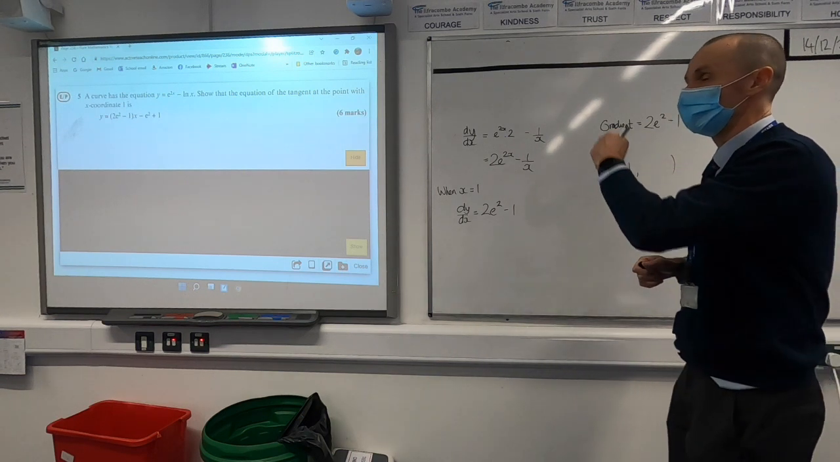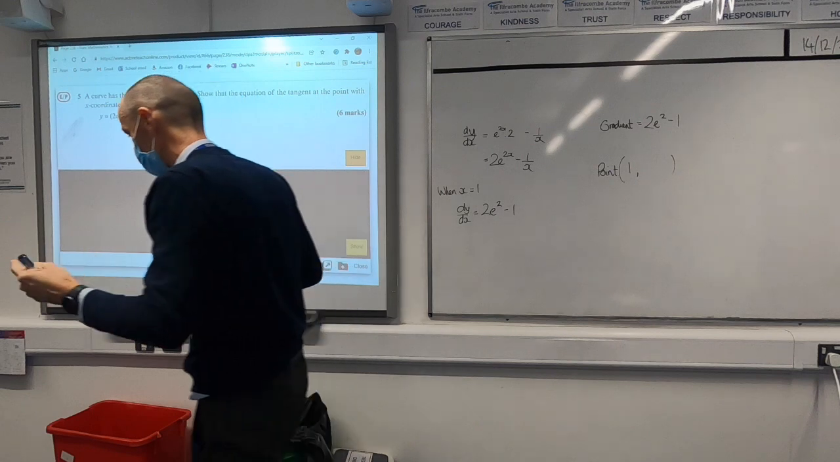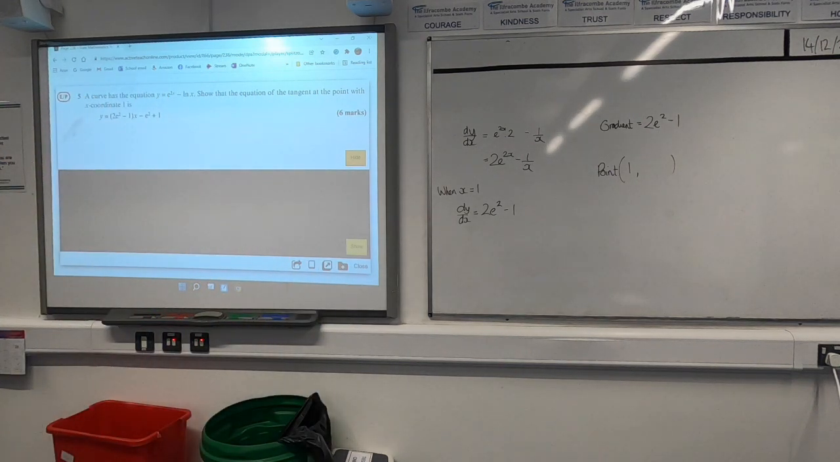For the point, you need to go back to the original function. That gradient looks horrible, and I'd be upset by it if it wasn't for the fact this is a show that question, and that is the multiple of x, so I know that I've got the gradient right so far.